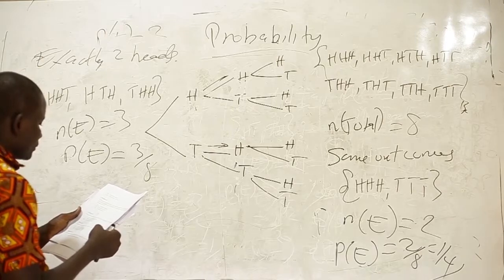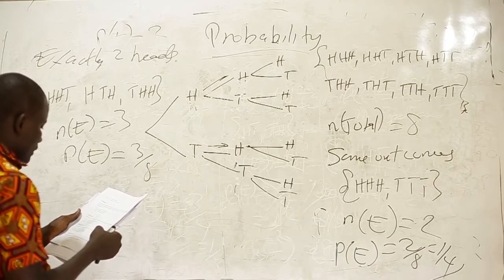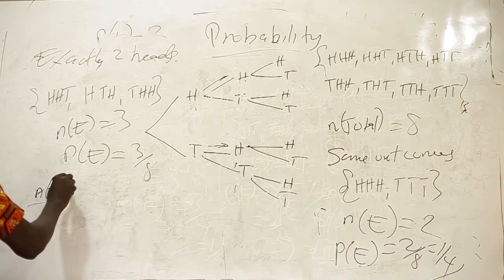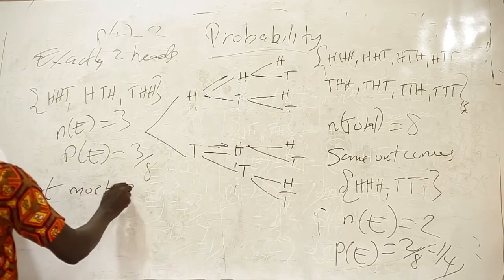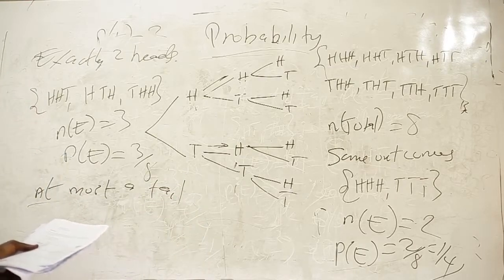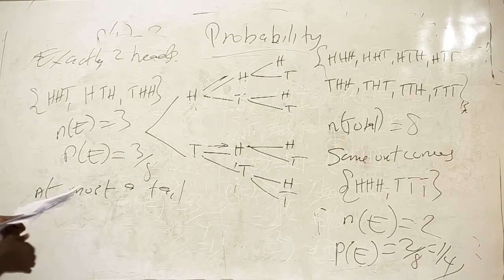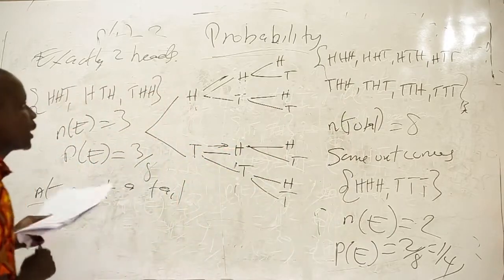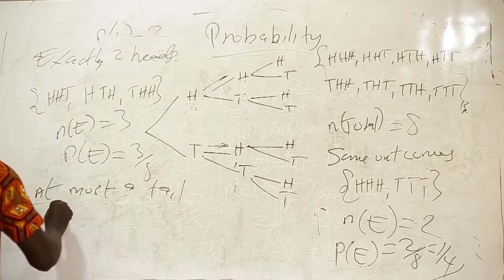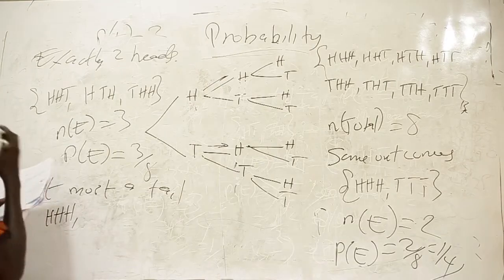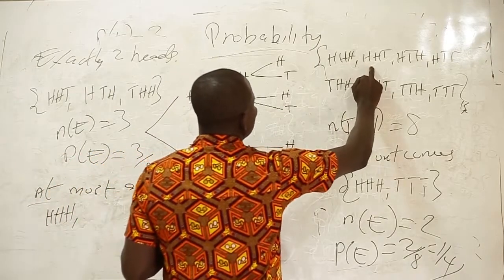Then it says, at most a tail. At most a tail. That is the highest is a tail. So it is either 0 tail or 1 tail. So let's start here. So HHH is part. HHH means 0 tail. So we have HHH. At most, the highest is 1 tail. So this one cannot be counted because 2 tails.